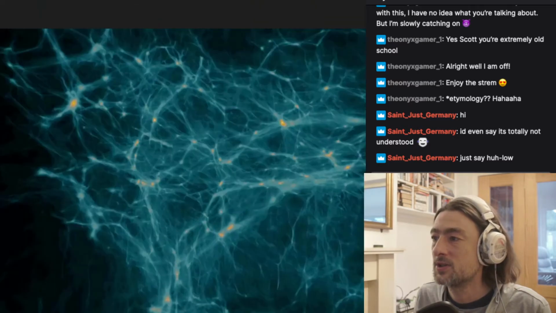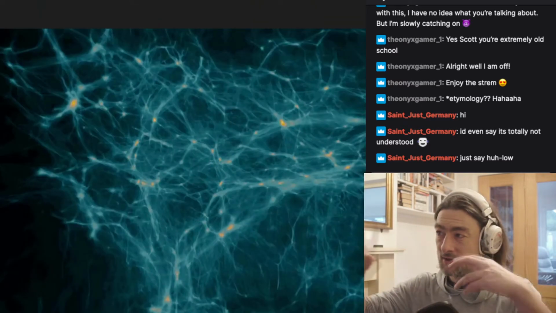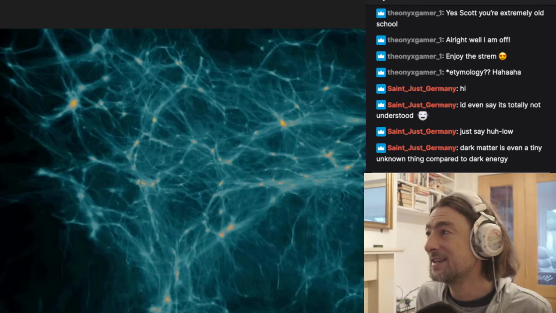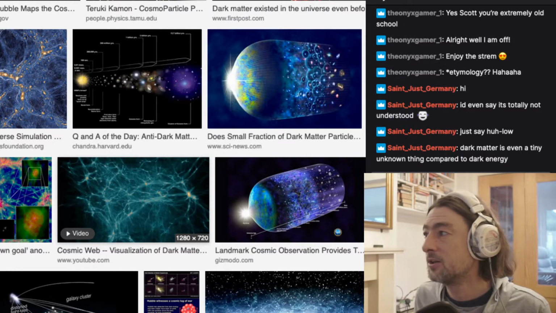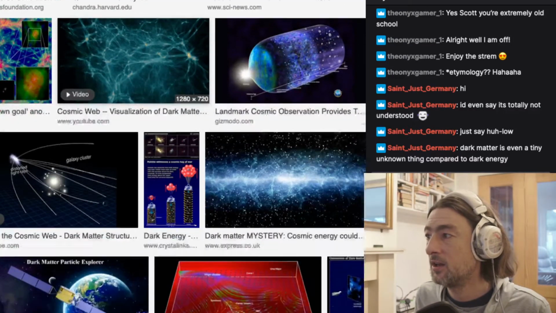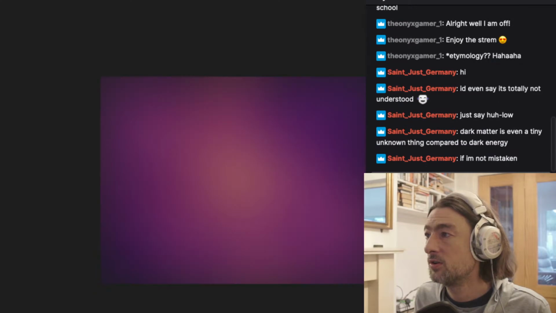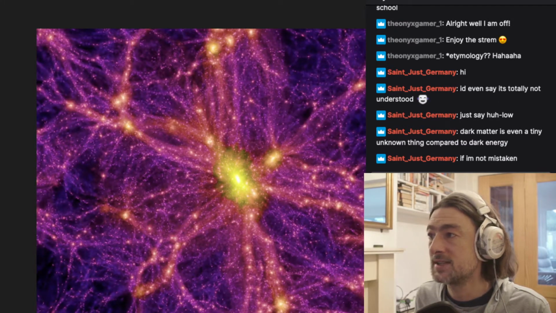Going back to this one, because I like this one. These lanes, this structure, yeah. The way that forms and is formed is very similar to the way the brain and the nerves and the information is processed and sent through.